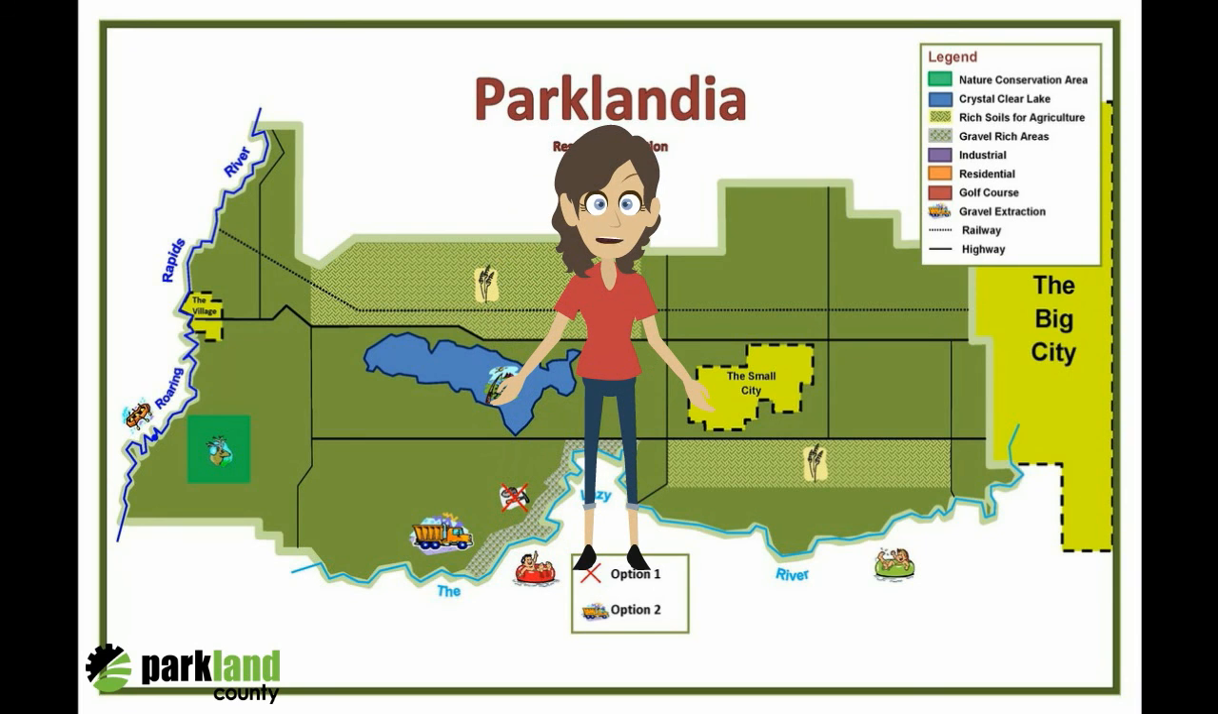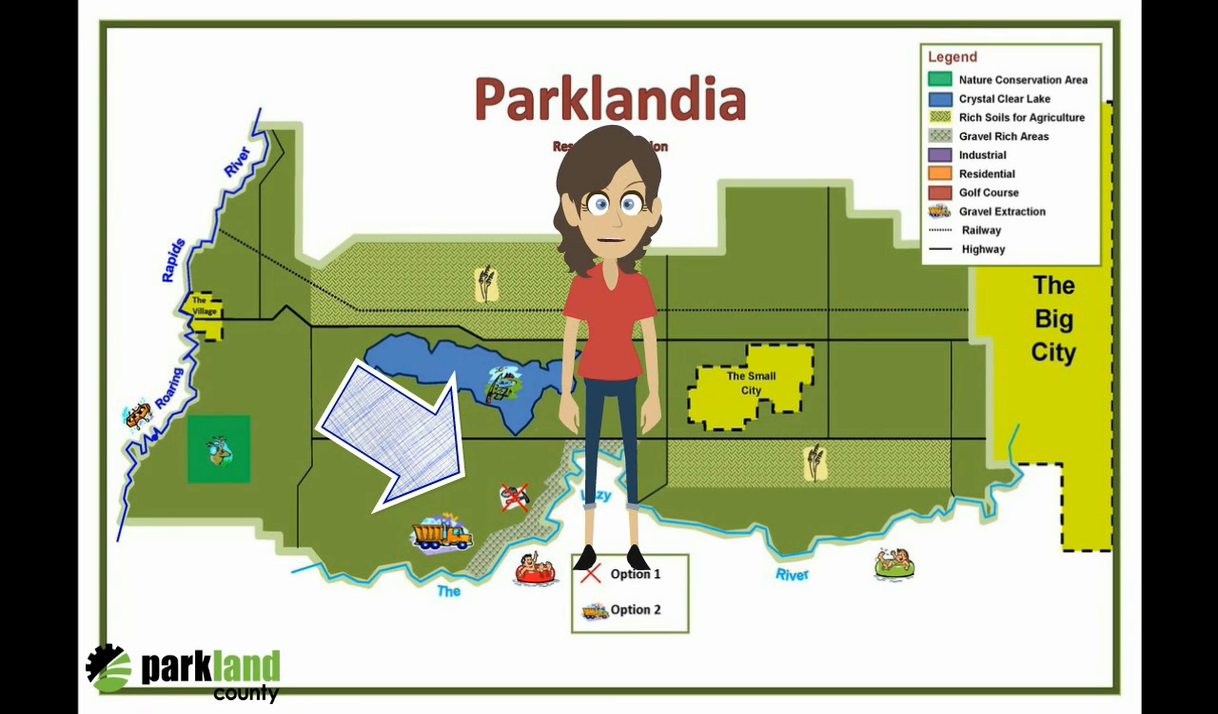Parklandia will need to decide whether or not to allow resource extraction within the gravel-rich area by the Lazy River. Option 1 means that no one will be able to extract this aggregate resource and it will remain as it is. Option 2 means that all of the gravel may be removed from the area. However, these lands will have to be reclaimed to their natural state after the gravel is removed.